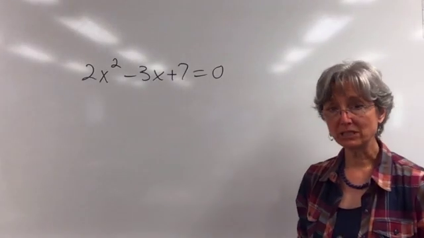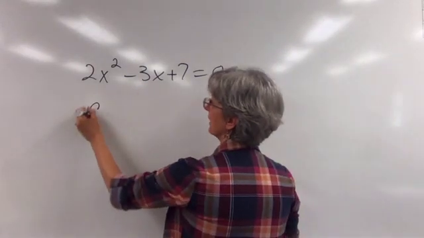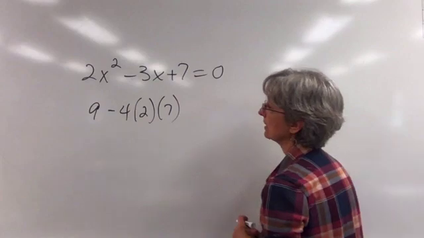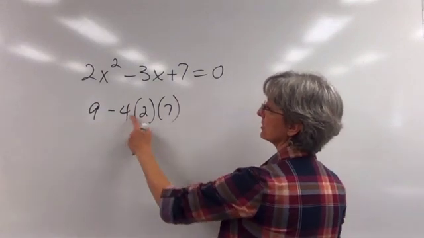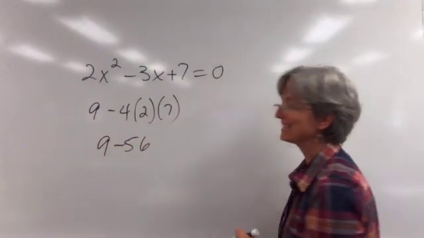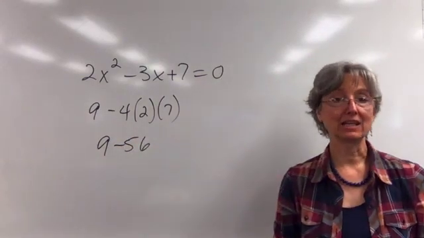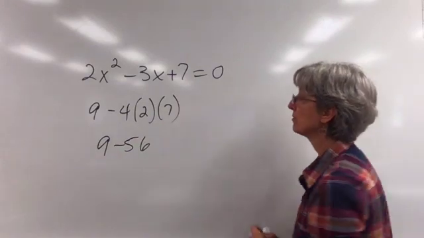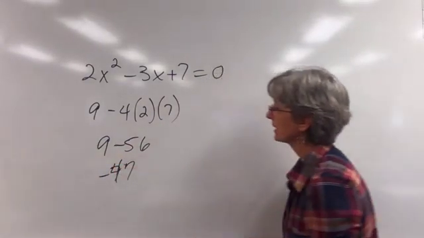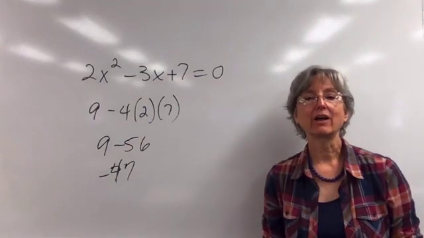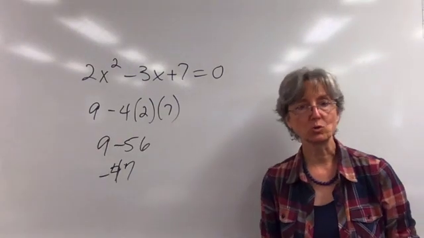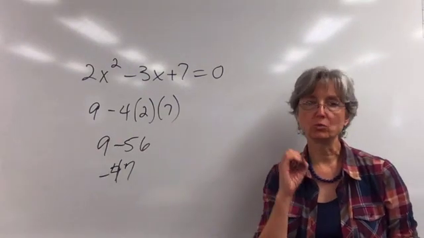Okay, so you should have done b squared. B squared is 9 minus 4 times a times c. Now this is negative. 4 times 2 is 8 times 7, so you have 9 minus 56. That is a negative number. So you're going to have what, negative 47? Whoops, negative 47. Because it's negative, I hope you said there are no real solutions, because you can't have a negative square root. So the answer would be no real solutions.